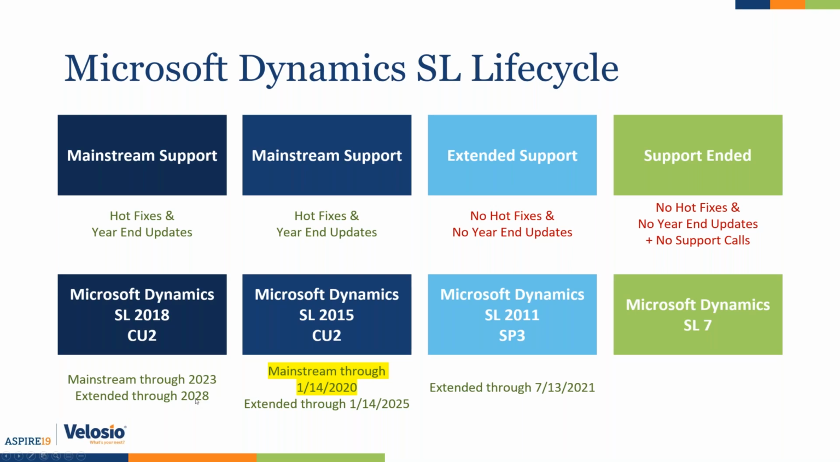So what's the difference between mainstream and extended? Hopefully you've heard this before, but when you are in a product that is in mainstream support, you can get hot fixes. So when you find an issue and we need to address it, we can go ahead and do that. There are also year-end updates that they're working on right now. The government seems to always have these last-minute changes, and we're working on them right now. So because you're on SL 2018, you will be able to get access to that. So that means that if you're on 2018 or 2015, you get this.